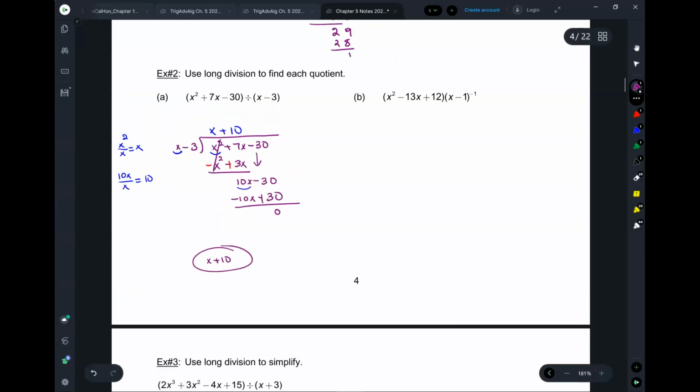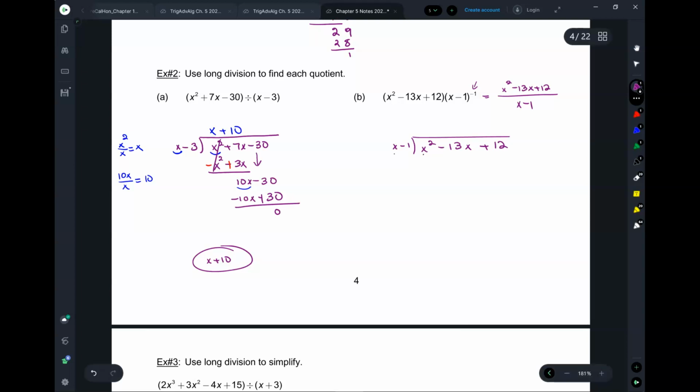This next one looks like it's a multiplication, but it's not, because this has an exponent of -1. So we can write it as x squared minus 13x plus 12 over x minus 1, right? So now it's the same situation. It's one thing divided by another. So x minus 1 goes here, and then I got x squared, negative 13x, positive 12. Okay, so let's do this mentally now.